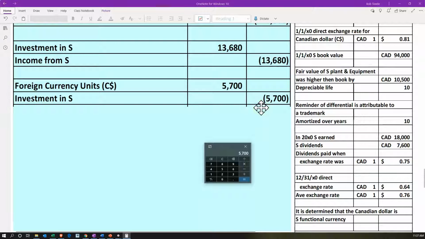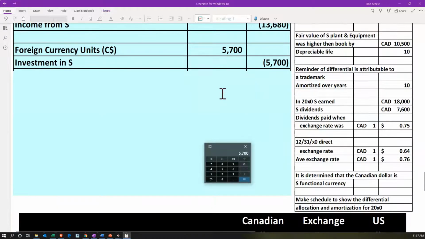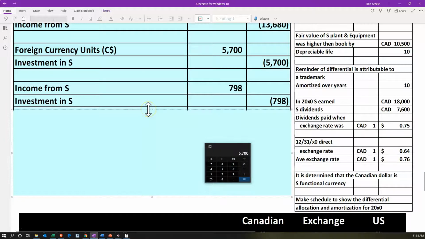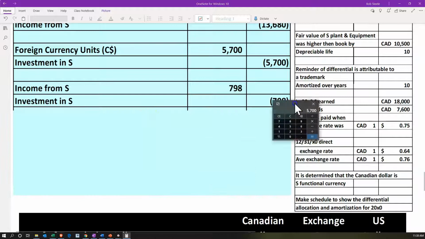Now, of course, now that we have those units on the books, we'll have to account for them just like we would if we bought stocks or bonds or something like that. We might have to then adjust them for the market value changes that take place over time. So then we're going to say that the next item will be the adjustments that we had related to the differentials.